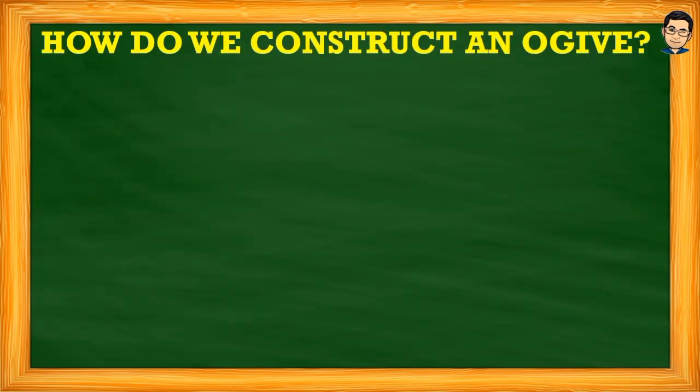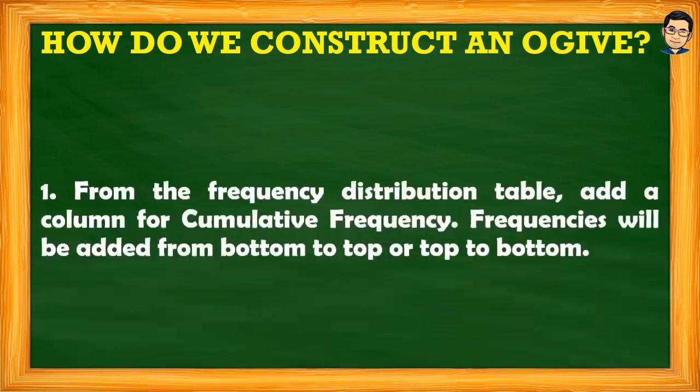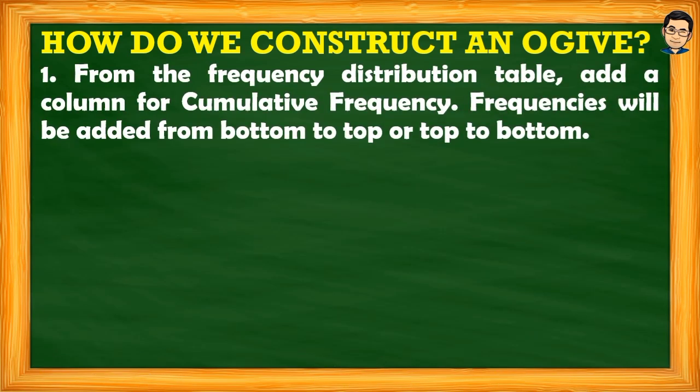So, how do we construct an ogive? So, from the frequency distribution table, add a column for cumulative frequency. So, yung frequency distribution table kanina is makikita nyo ulit dito using the same example pa rin naman. So, ang gagawin lang natin, magdadagdag tayo ng column. Diba? Nakikita natin dun sa frequency distribution table yung scores, yung classes sa first column. Sa second column naman is yung frequency. So, dagdag tayo ng isa, doon natin ilalagay yung cumulative frequencies.